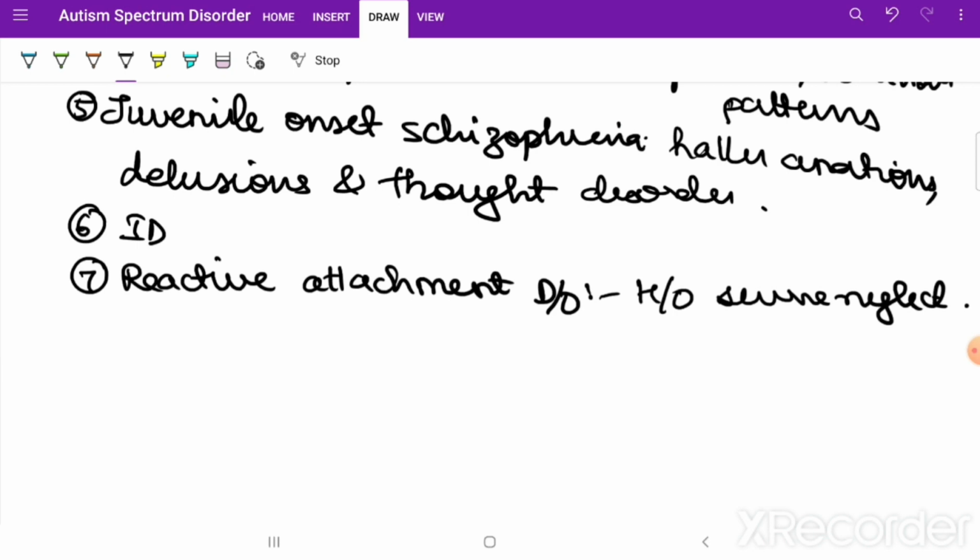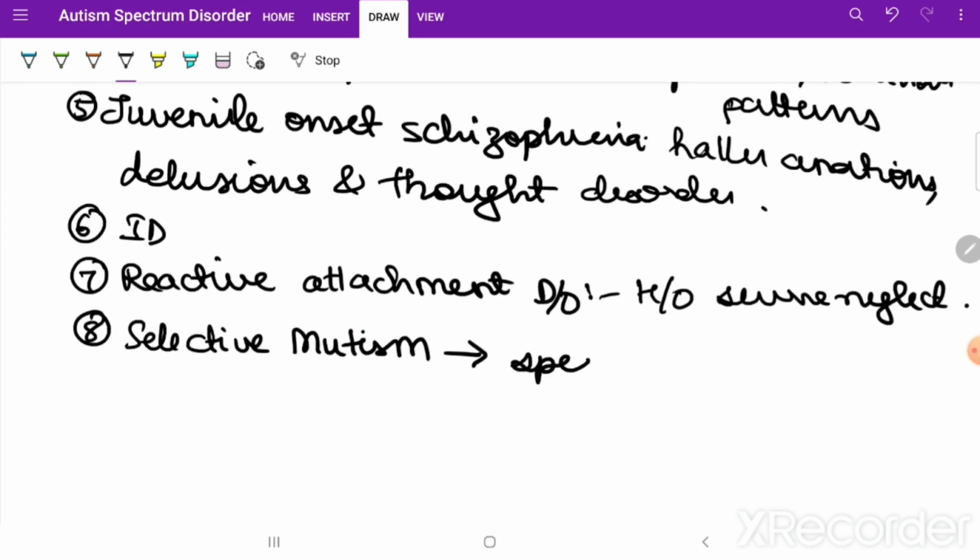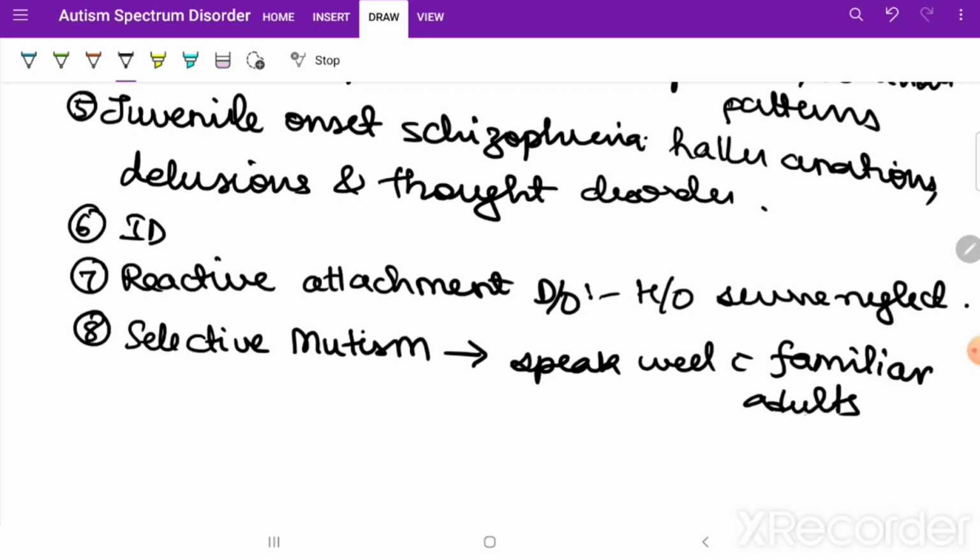Then there is something called selective mutism in some children. The patient is able to speak in certain situations, such as at home or with familiar adults, but if someone new suddenly comes in front of them, they become completely quiet. So they speak well with familiar people. That is selective mutism.